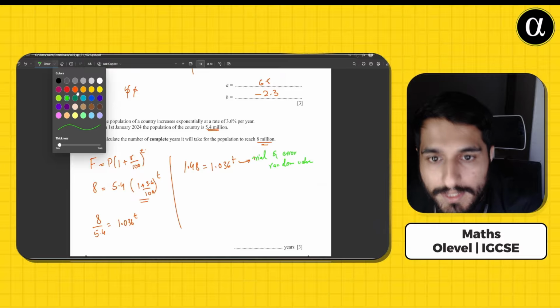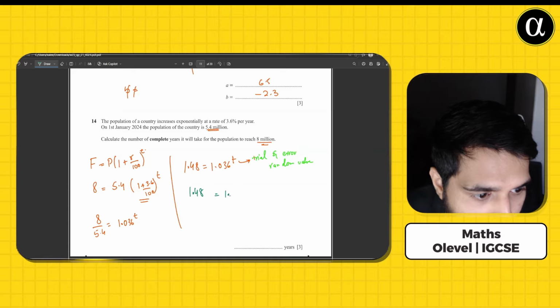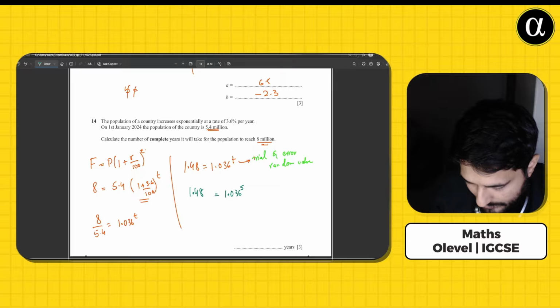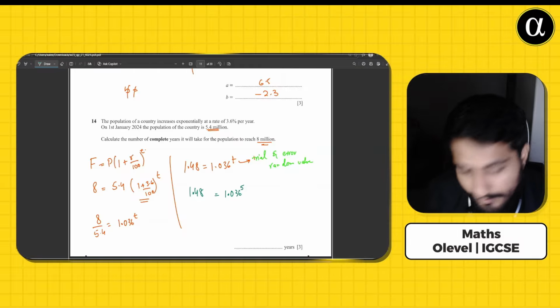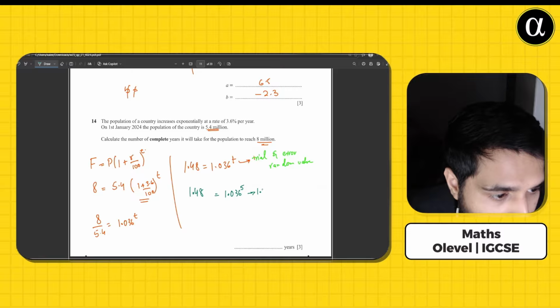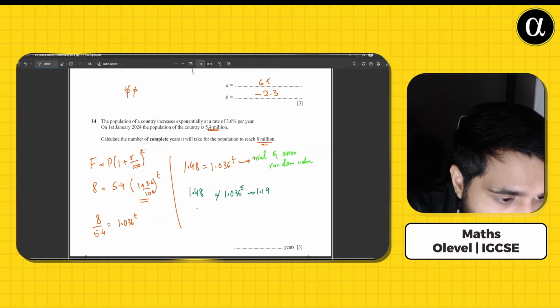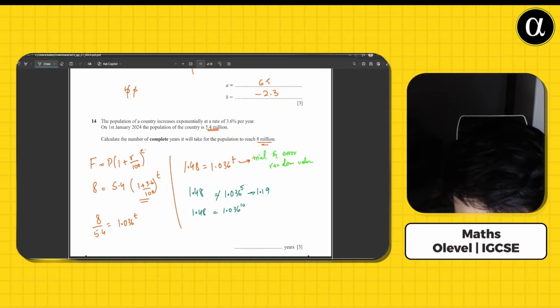What I mean is that if I use 1.036 power, let's suppose 5, what does that give me? 1.036 in power 5 gives me 1.19, which means these are not equal. So now I'll try more values. If I use power 10 maybe, this gives me 1.42.